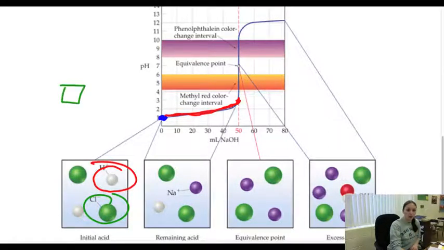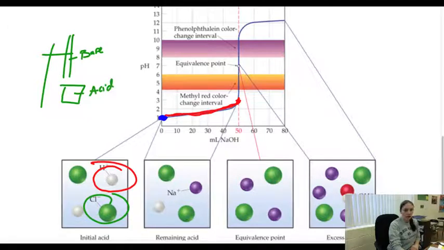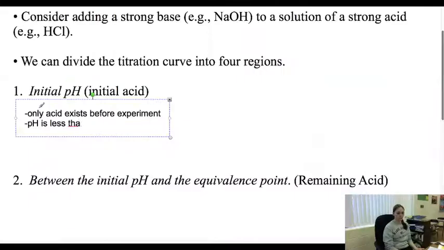So I have my little beaker, I have the burette, my stand, and this burette is going to have the base in it. This is going to have the acid in it. So before I add anything at all, I only have acid. So if I take the pH of this particular solution, it should be less than 7. It should be very acidic. That's all I have. I have just H+ and Cl-. Okay, so initially, for the pH, only the acid exists, and we're going to have a pH that is less than 7.